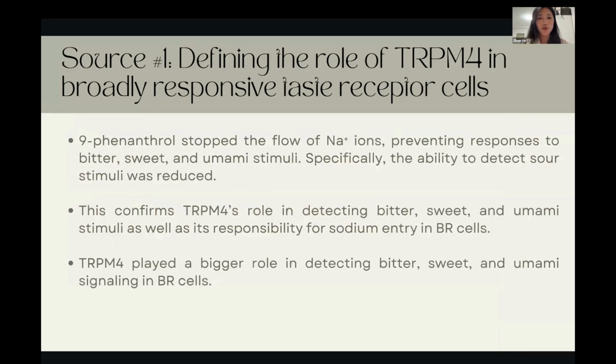My first source gave me background information on TRPM4. It taught me that 9-phenanthrol stops the flow of sodium ions, so it is a TRPM4 inhibitor. It prevented the responses to bitter, sweet, and umami taste stimuli. Specifically, the ability to detect sour stimuli was not reduced. This confirms TRPM4's role in detecting bitter, sweet, and umami stimuli, as well as its responsibility for sodium entry in broadly responsive cells. TRPM4 played a bigger role in detecting bitter, sweet, umami stimuli in BR cells compared to TRPM5.